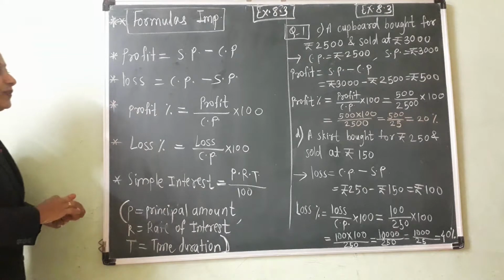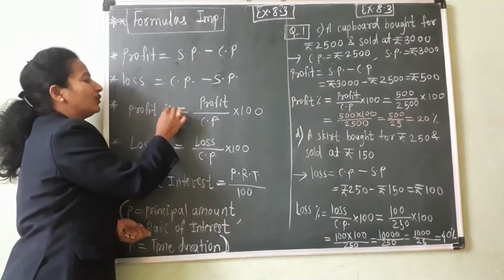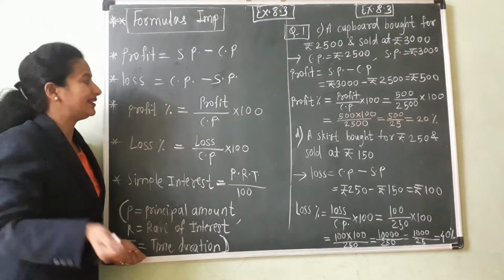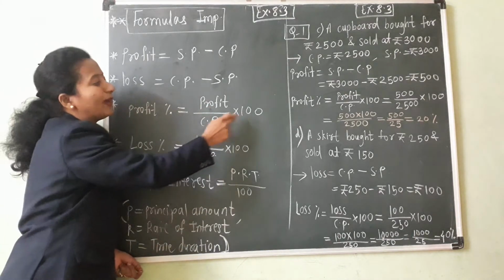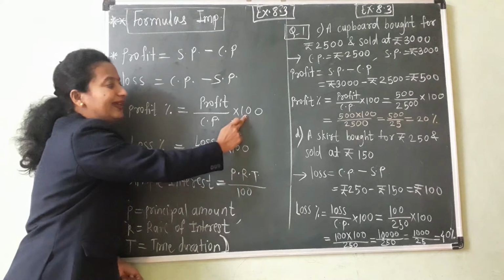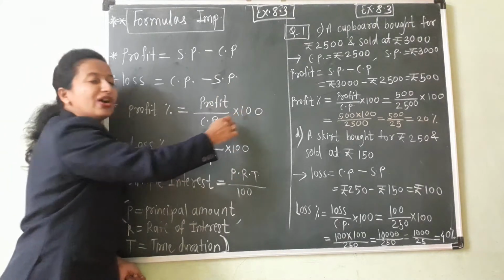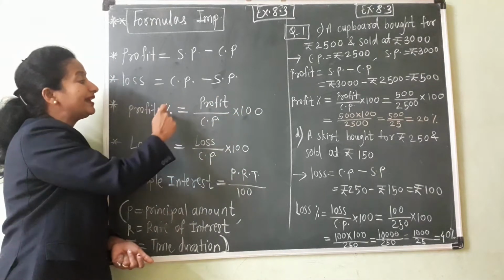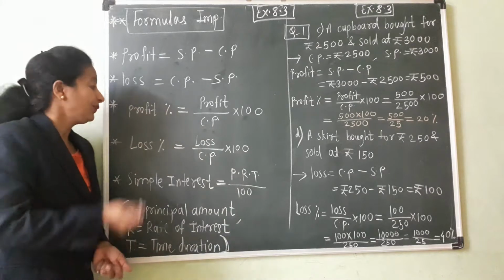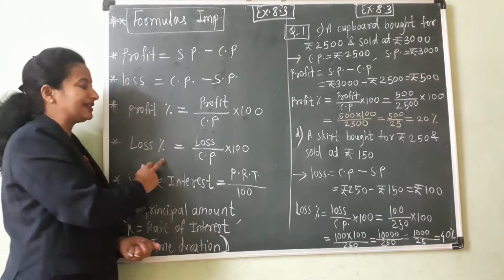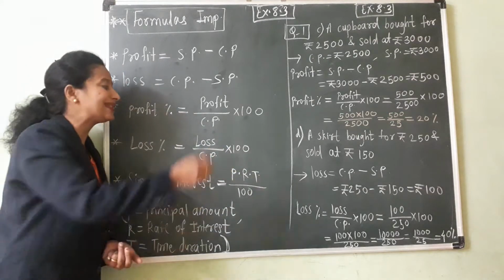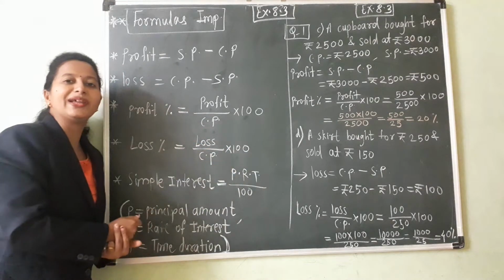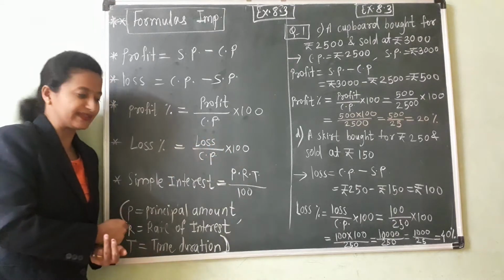Now if we want to calculate profit in percentage, the formula is profit upon cost price multiplied by 100. Why multiply by 100? Because we have to find profit in percentage. Then loss percentage is loss upon cost price multiplied by 100, because here we have to calculate loss in percentage.